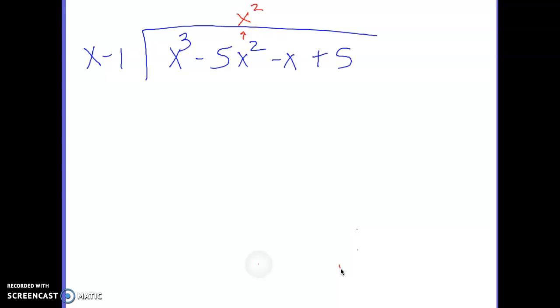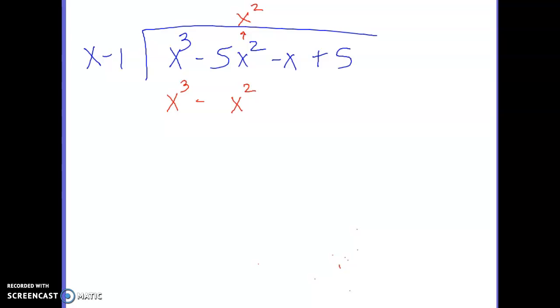So if I do x squared times x, I get x cubed. So that's x squared times x is x cubed. Perfect, because those are going to subtract and those are going to cancel. And then I have to multiply x squared times this negative 1. I can't forget to multiply by the negative 1. X squared times negative 1 gives me negative x squared.